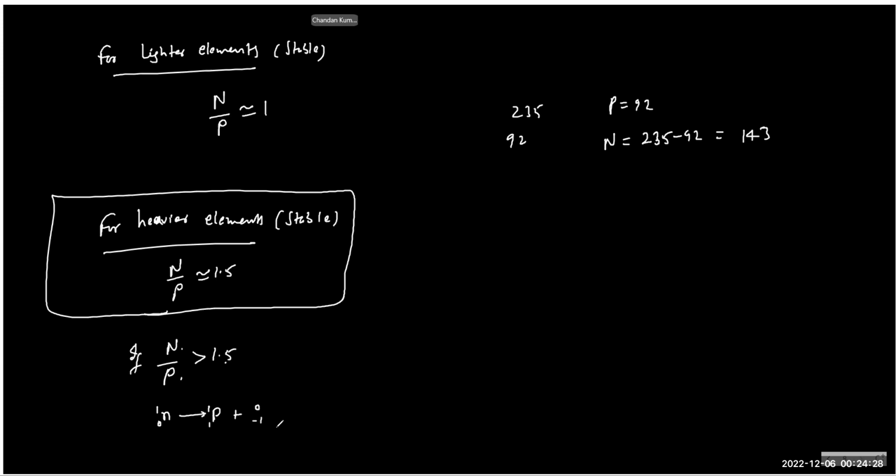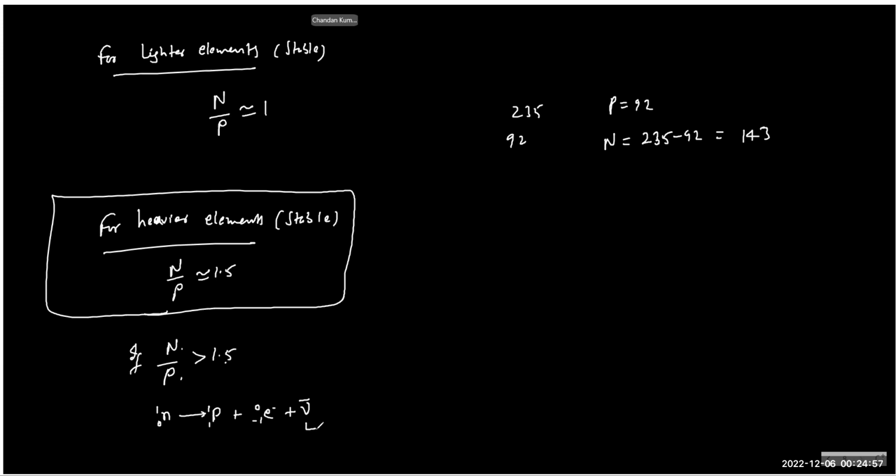0 minus 1. So what is 0 minus 1 called? Electron. Understood. So this is called beta minus decay. And the beta minus decay will be accompanied by some energy release, isn't it? Because if you add the mass of proton and electron, it is still less than the mass of neutron. So some energy will be released, and this energy will be released in terms of photon.